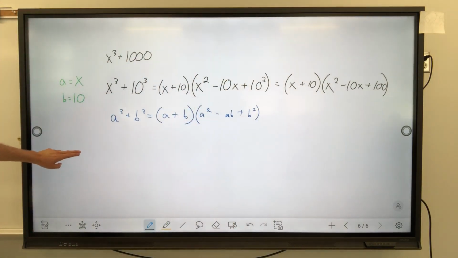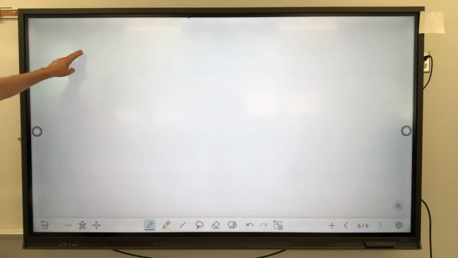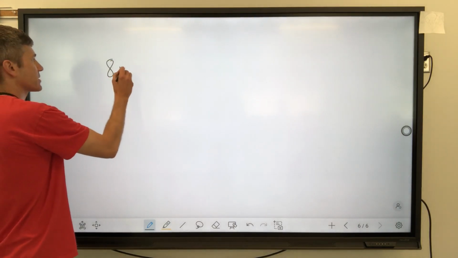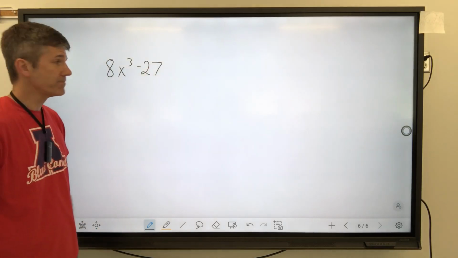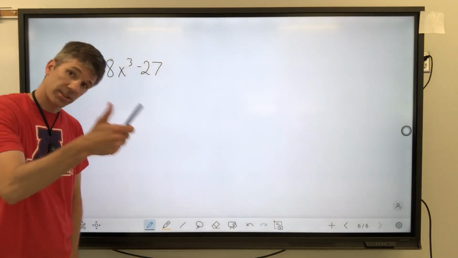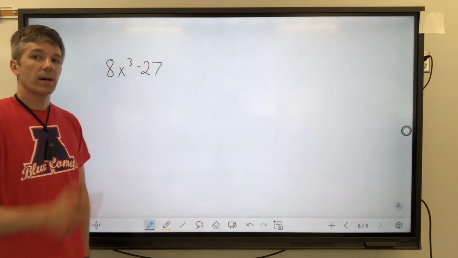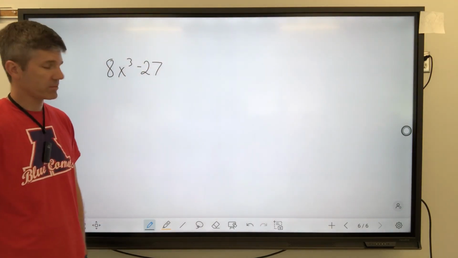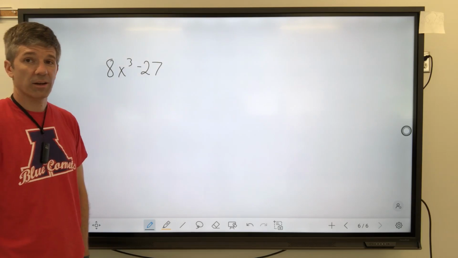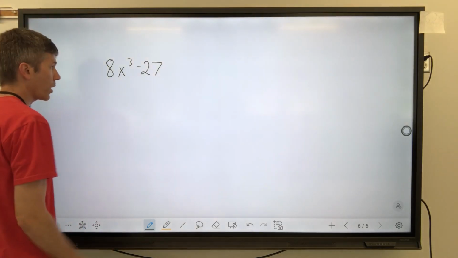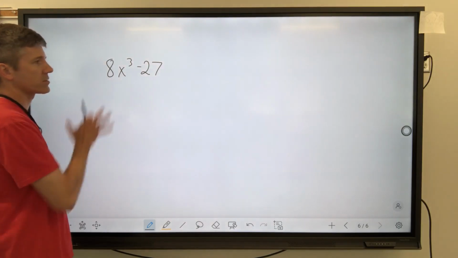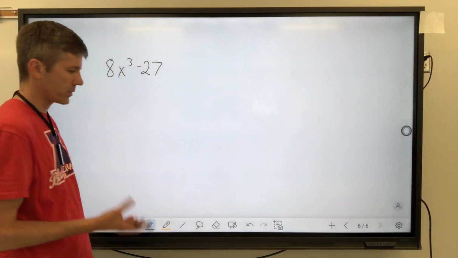So let's scroll up and let's do another one, and it's going to be a little bit trickier. It's 8x cubed minus 27. So this guy right here, yeah, tricky. GCF? No. Trinomial? Quadratic? No. Difference of squares? No. Difference of cubes? Yes. So what I want to do is identify what's cubed, like what exactly are we dealing with?